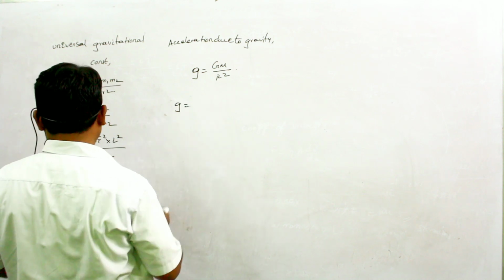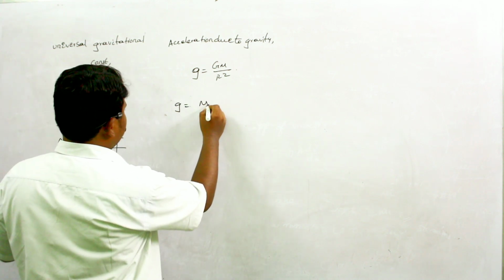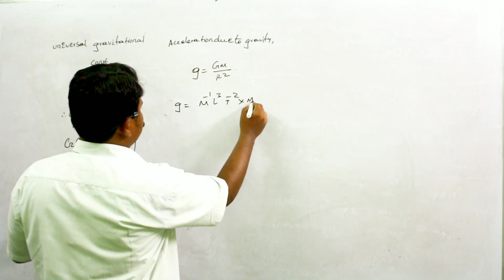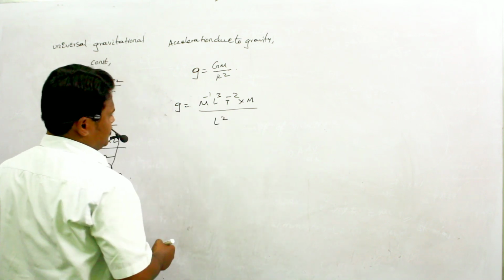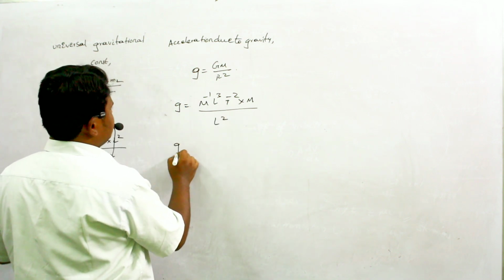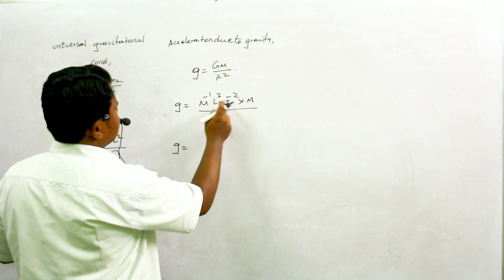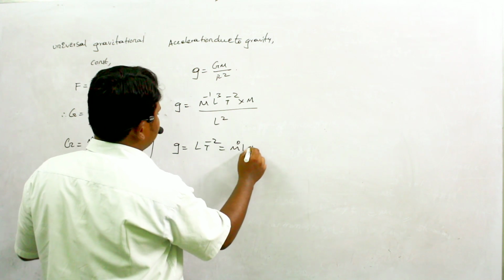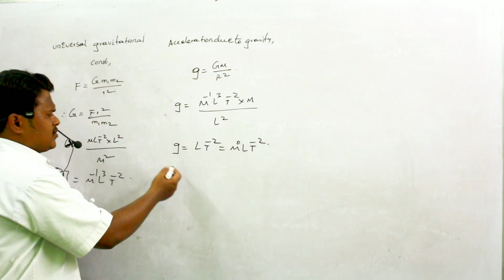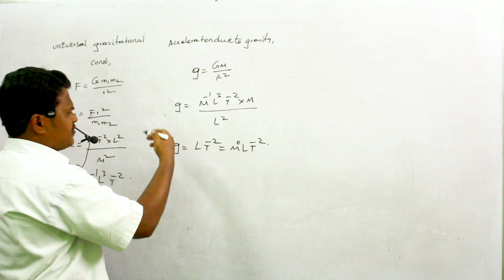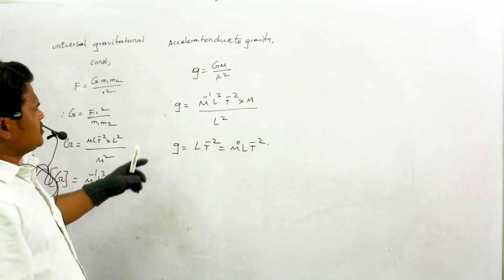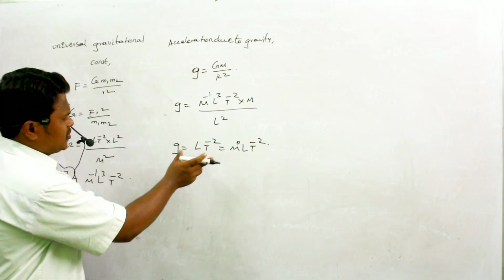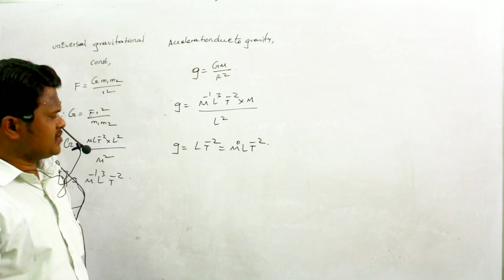So the dimension of G we have just derived is M power minus 1 L cube T power minus 2, and the mass dimension is M divided by L square. Therefore I will get acceleration due to gravity, where these two get cancelled, as L T power minus 2, or I can write M power 0 L T power minus 2. This is exactly the dimension of acceleration itself, general acceleration. This acceleration due to gravity is just acceleration due to gravitational force, so definitely both of them should have the same dimensions.